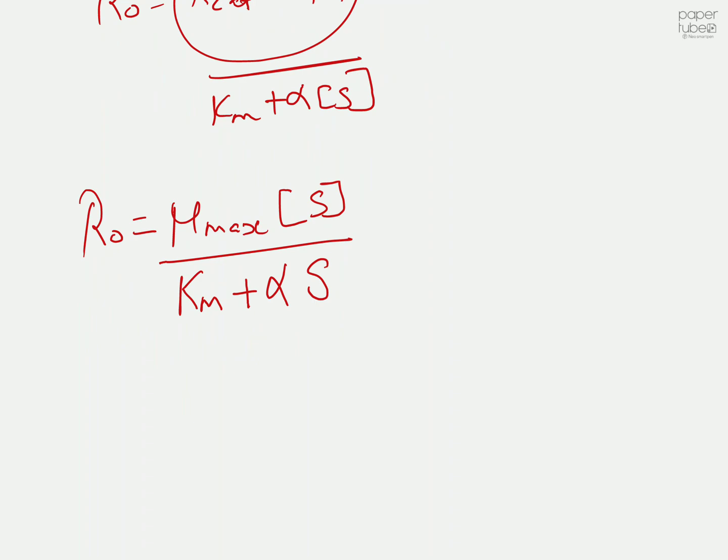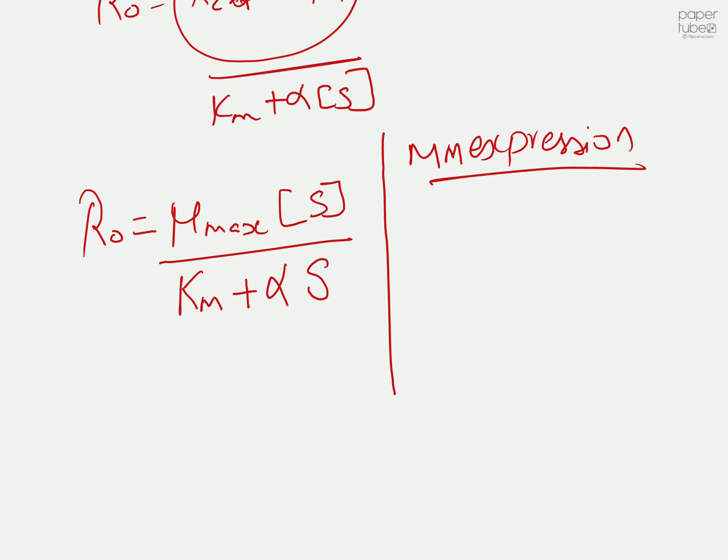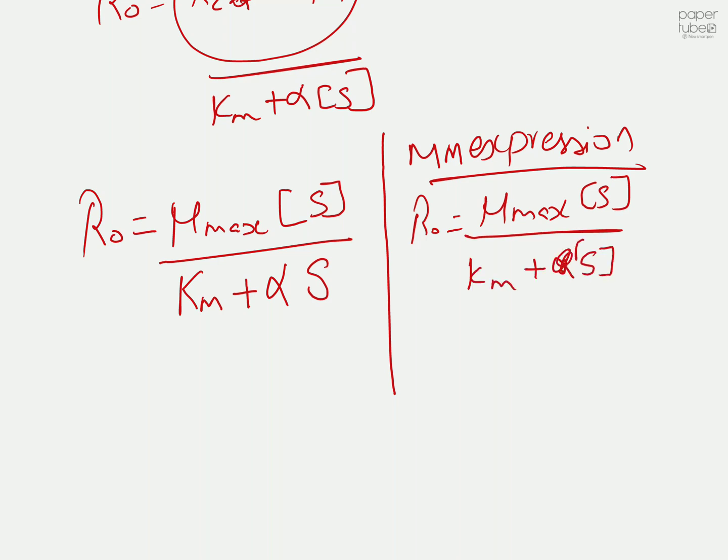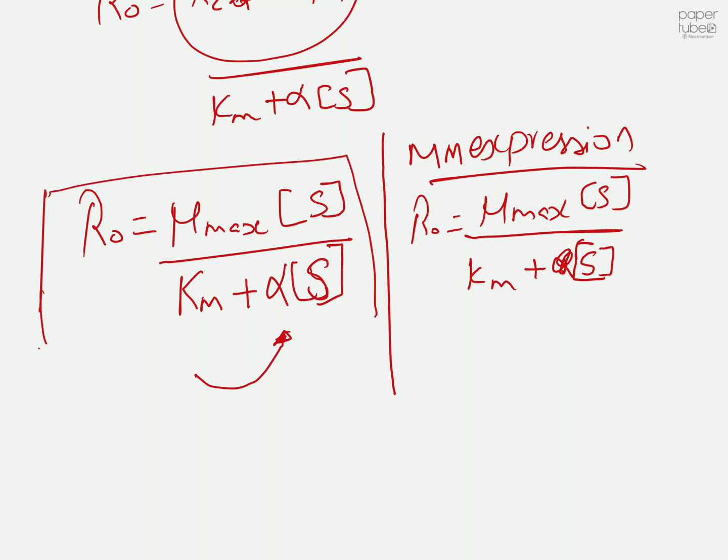This expression looks like Michaelis-Menten kinetics. I will write the expression so that you can easily compare: mu max S divided by Km plus S. In uncompetitive inhibition, this alpha parameter is multiplied with your substrate concentration in the denominator. That's the only difference whenever you deal with an uncompetitive inhibitor.